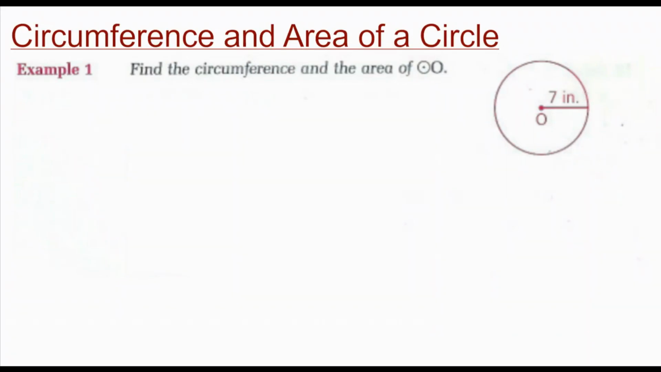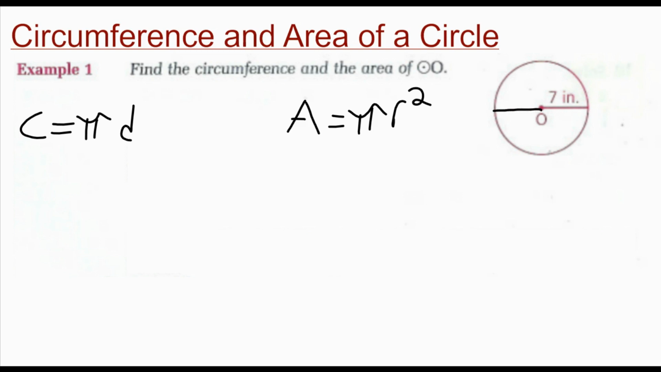Remember, circumference we can think of as the circle's perimeter, and the area is the space the circle encompasses. The circumference formula is circumference equals pi times diameter, and the area formula is equal to pi times the radius squared. Now, if we look at my circle to the right, I have a radius of 7 inches. So the diameter, which is a chord that goes through the center of the circle, would be 14 inches total because it's 2 radii of 7 inches.